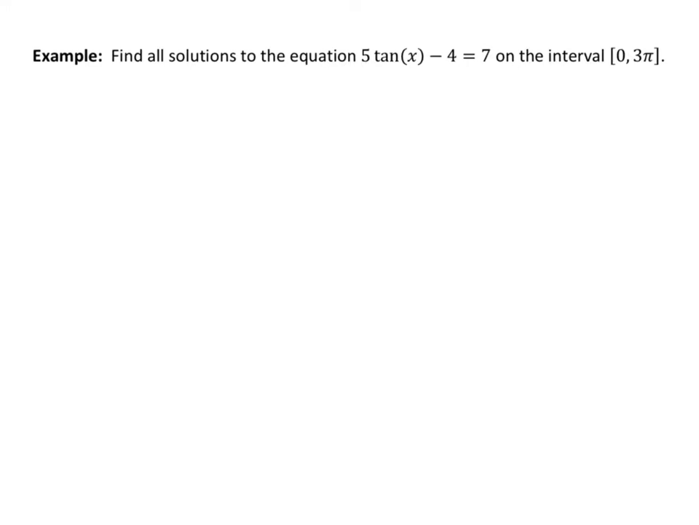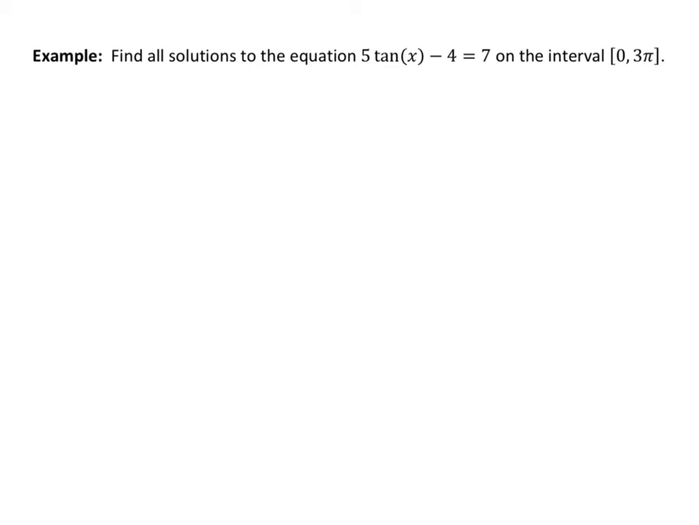All right, so here we've got just one more example for you to do before we move on and talk about reciprocal trig functions. So find all solutions to the equation 5 tangent x minus 4 equals 7 on the interval from 0 to 3 pi. So go ahead and pause the video and make sure that you can get through this one on your own.